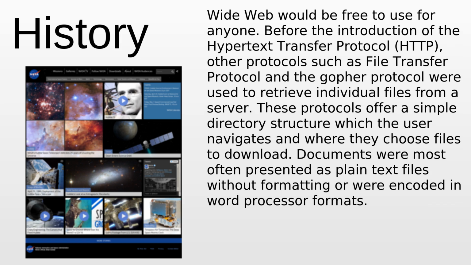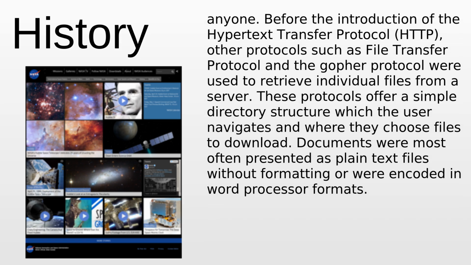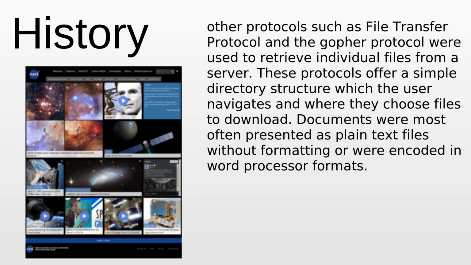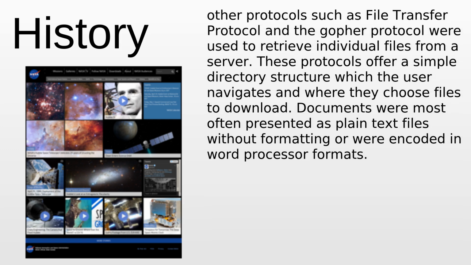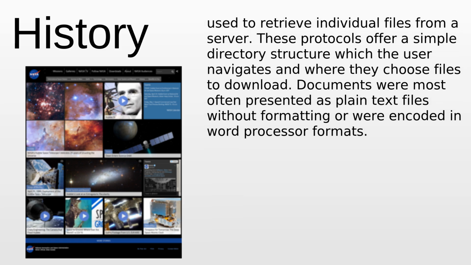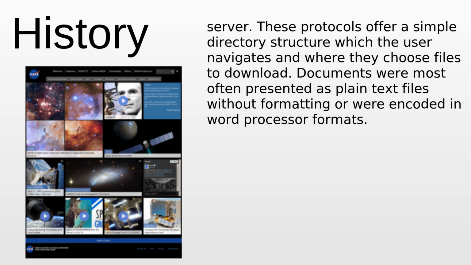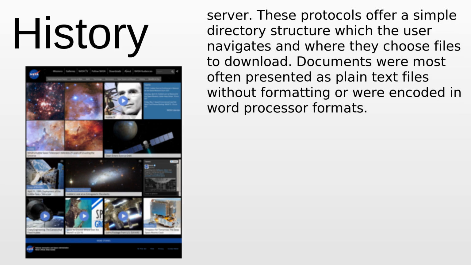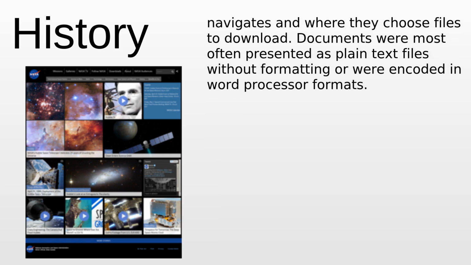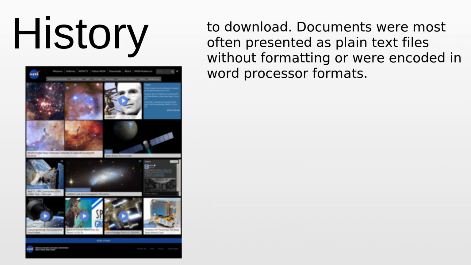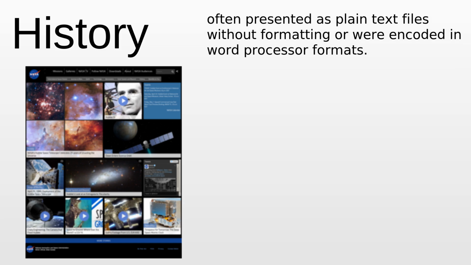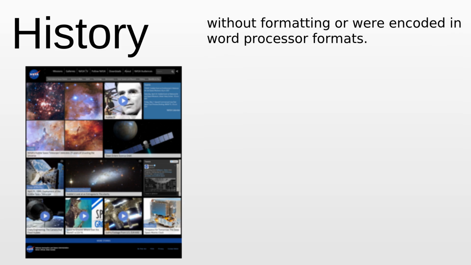Before the introduction of the Hypertext Transfer Protocol, HTTP, other protocols such as File Transfer Protocol and the Gopher protocol were used to retrieve individual files from a server. These protocols offer a simple directory structure, which the user navigates and where they choose files to download. Documents were most often presented as plain text files without formatting or were encoded in word processor formats.